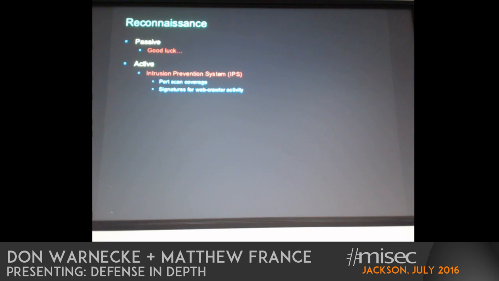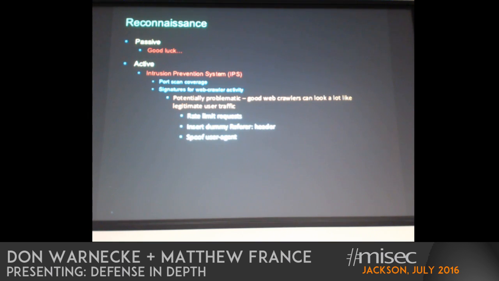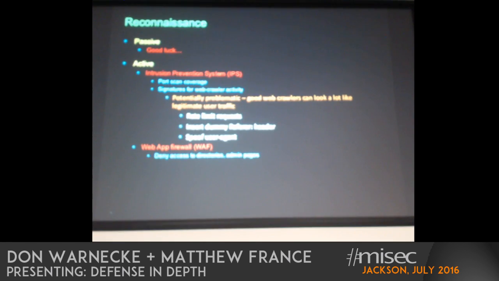Web crawlers are pretty easy to spot in general, but really good ones look like real users. You can rate limit the requests, insert dummy referer headers, or spoof user agents to make it look like a real person. Now, the rate of transmission, obviously, or the rate of clicking or navigating a page is one great way to tell if it's a user versus a web crawler. But again, that can be all mimicked. And maybe with a web app firewall, you could do something like deny access to specific directories or admin pages.